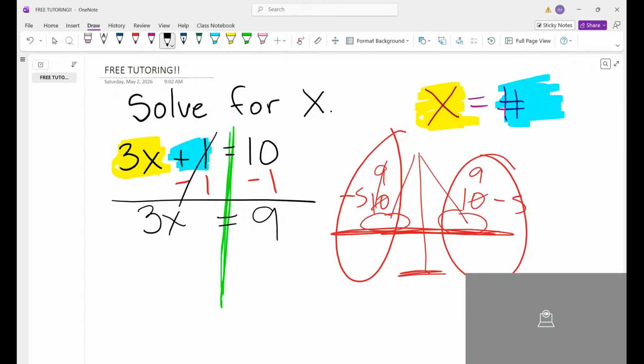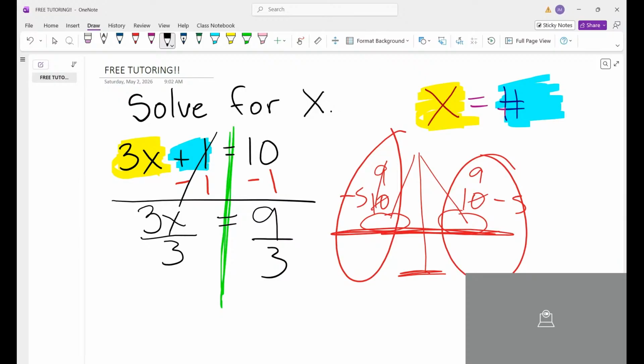Okay. Now, the next thing we do is this 3, we want to get rid of this 3 because, like I mentioned earlier, we want the x to be by itself. So to get rid of this 3, I am going to divide both sides by 3.